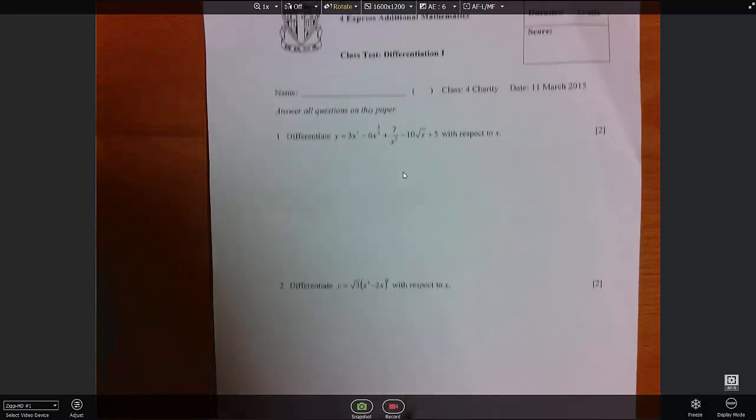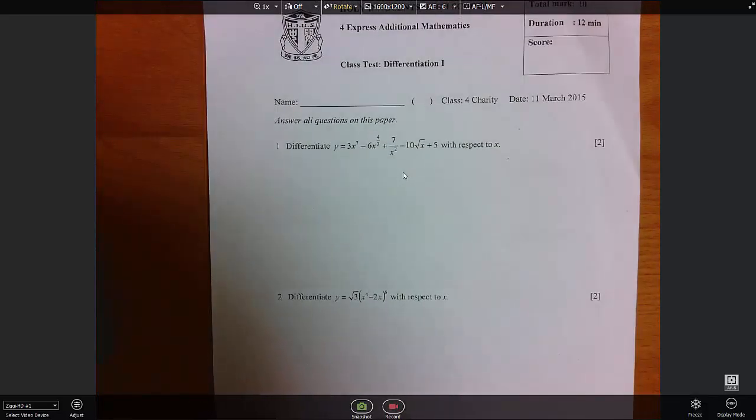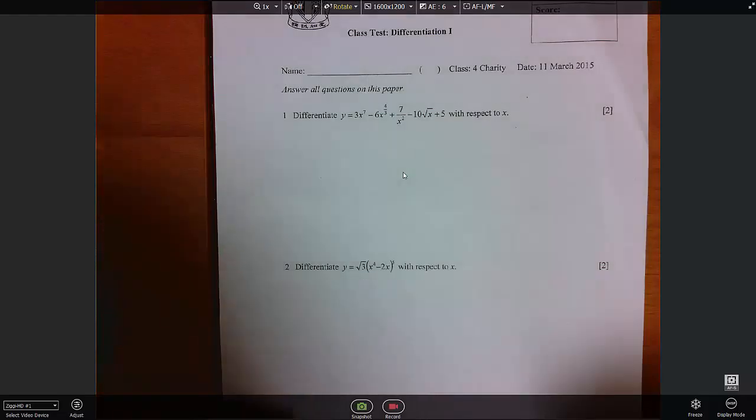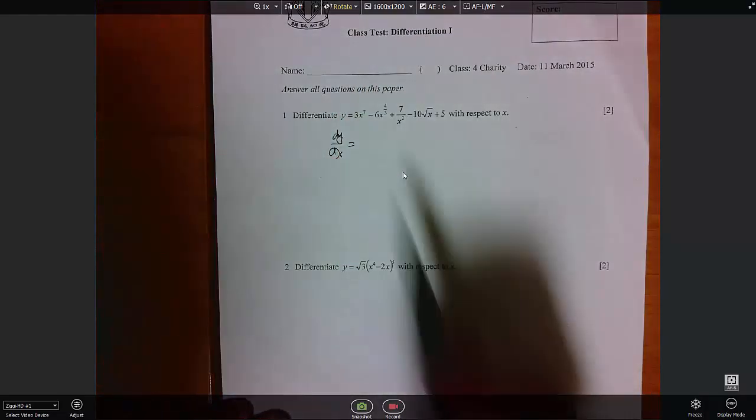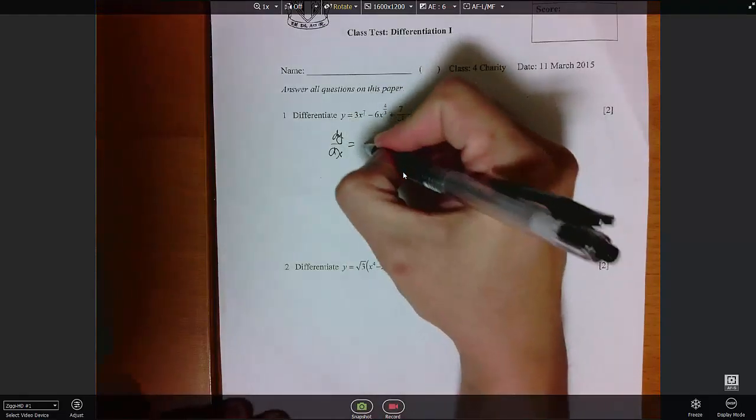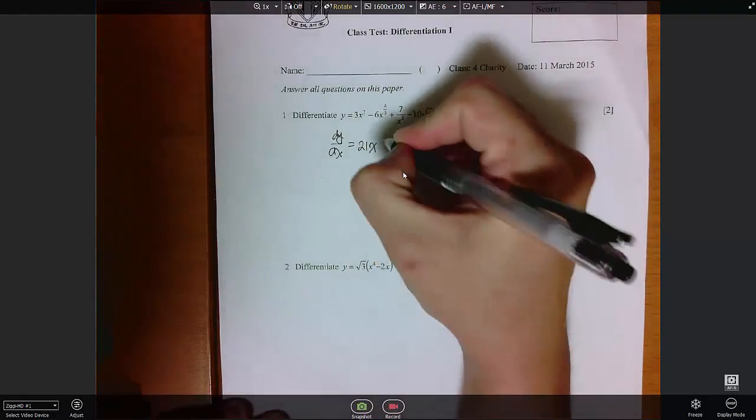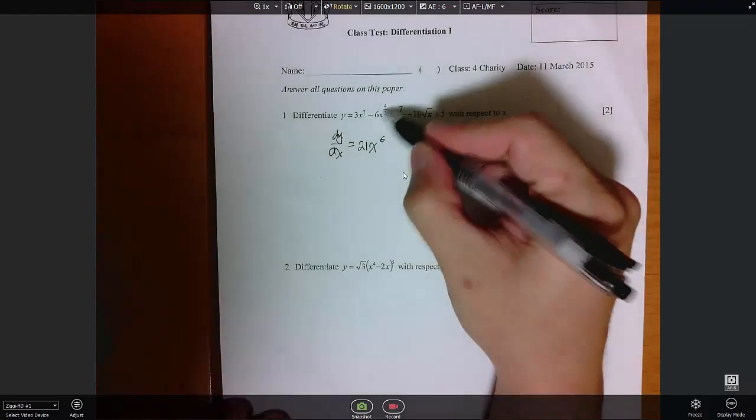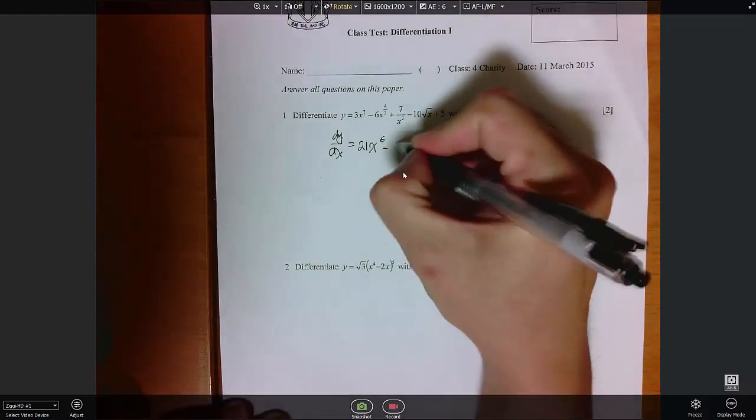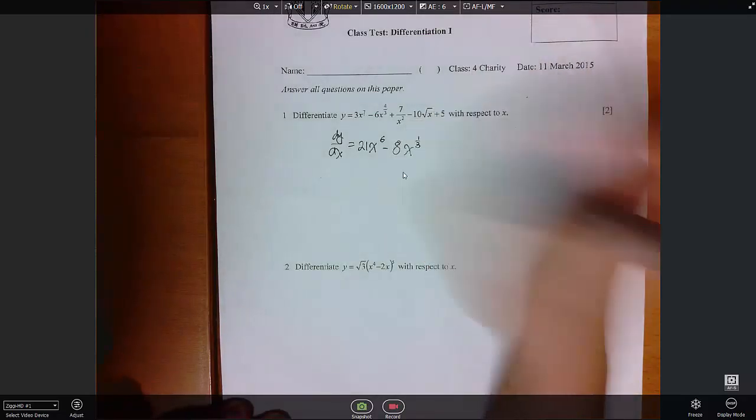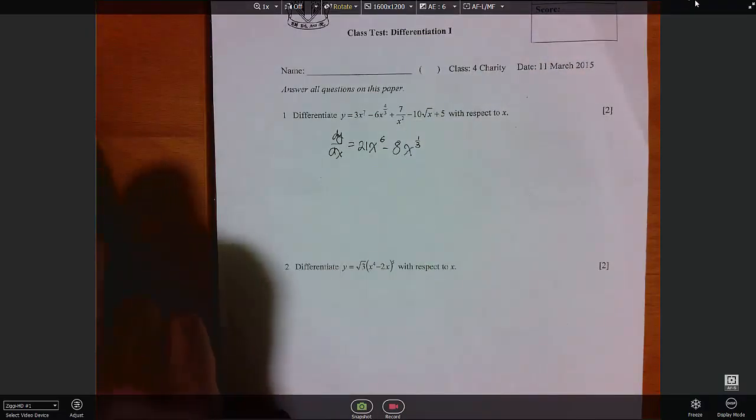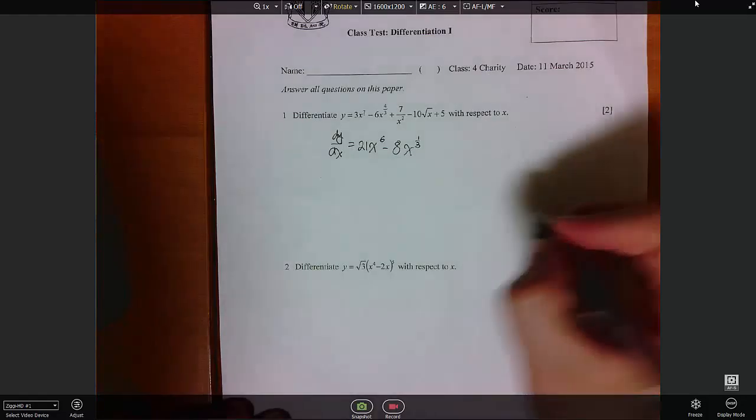Okay, now we have corrections for the class test, differentiation 1. Differentiate this. Simple enough. You differentiate y with respect to x. Every term, just differentiate. 7 times 3 is 21. x reduced power is 6. 4/3 times negative 6 gives you negative 8x. 4/3 minus 1 gives you 1/3, like this. Alright? Okay, 7 over x squared.